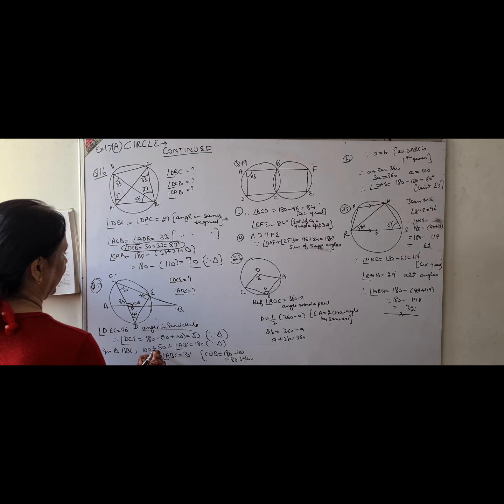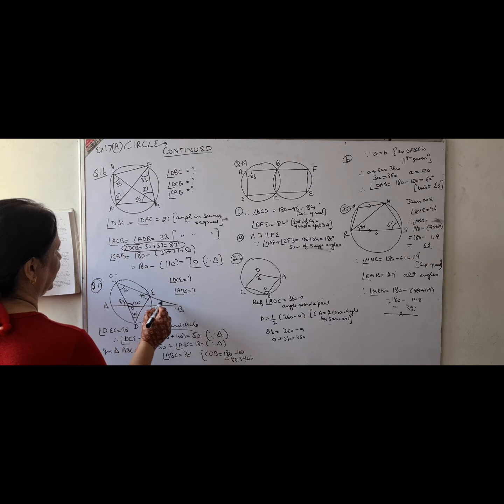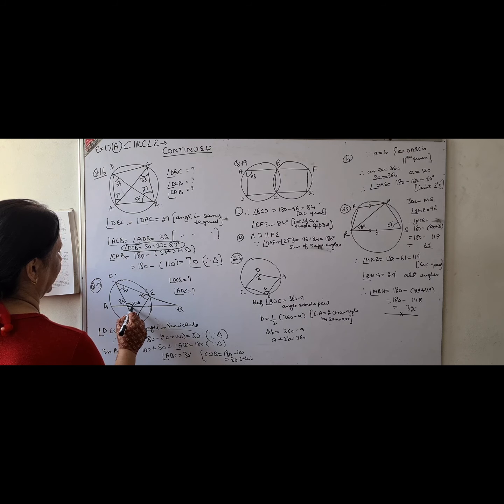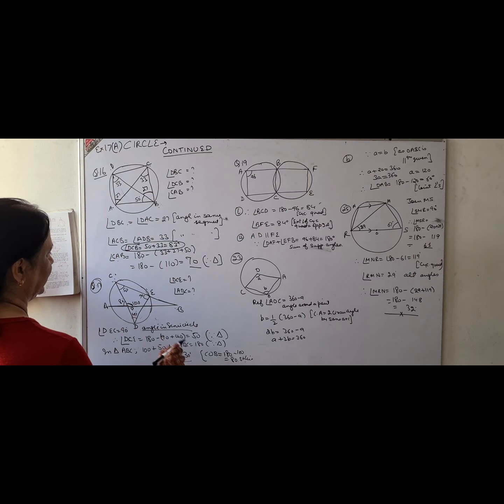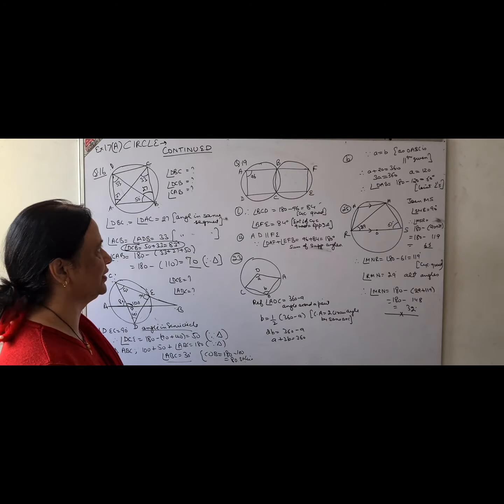In triangle ABC, first you find angle COB, this is a straight line, 180 minus 100 is equal to 80, straight line. So in triangle ABC, 100 plus 50, which you have already found, you have to find angle OBC. So ABC, because O and A are lying on the same line, so you can write ABC also or OBC also. So ABC is 30.